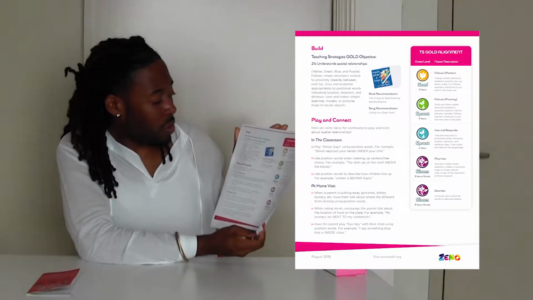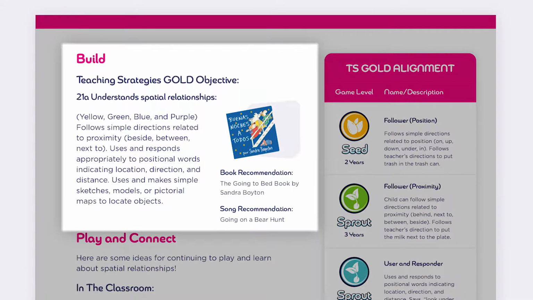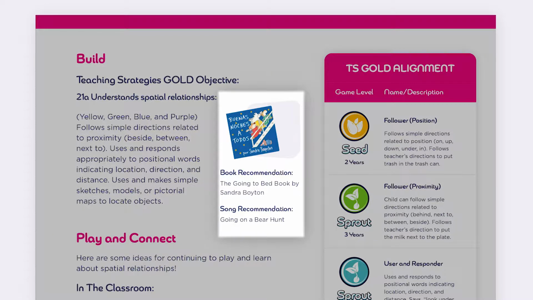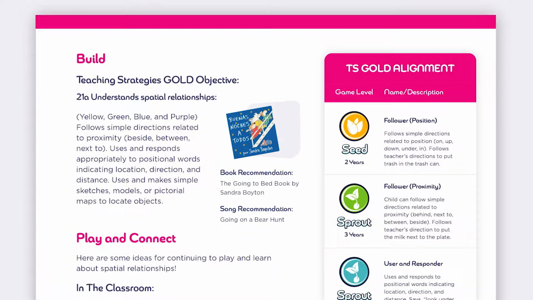All right. Next, if you go to the back of this guide, you will see something that we call build. So we will always have on this piece of paper some sort of activity or book that will coincide with what we are actually learning in the game. And so this particular build is a book, and it's a book recommendation, and the book is called The Going to Bed Book by Sandra Boynton. All right, and there's also a song here, and the song is Going on a Bear Hunt.